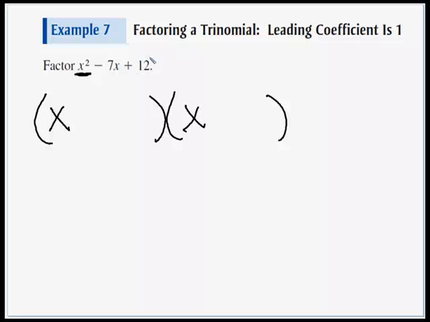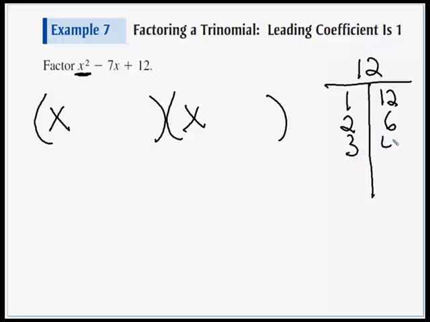My constant here at the end is a positive 12. What are the factors of 12? 1 times 12, 2 times 6, 3 times 4, and then we'd repeat 4 times 3. So we're done there. We don't want any of that. They're just flip-flopped.